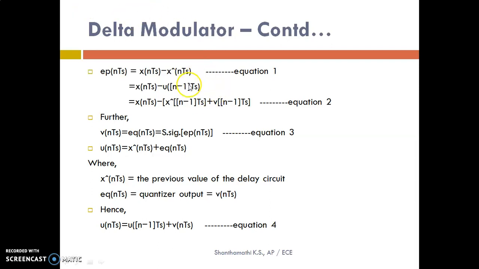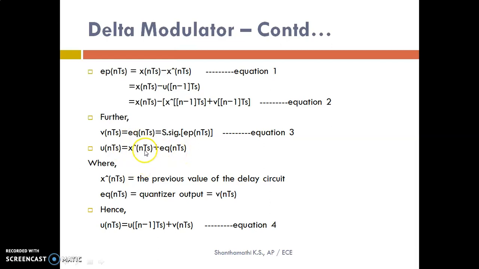So this u of nTs we can write it as x hat of (n-1)Ts plus v of (n-1)Ts. So let this be equation number 2. Further, this v of nTs is nothing but your quantizer output, that is equal to e suffix q of nTs, which is the signum function. So u of nTs we can write like this: x hat of nTs plus e suffix q of nTs.